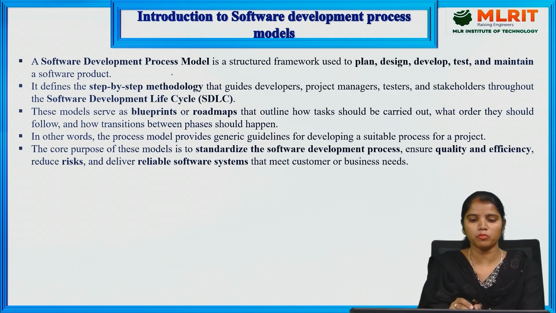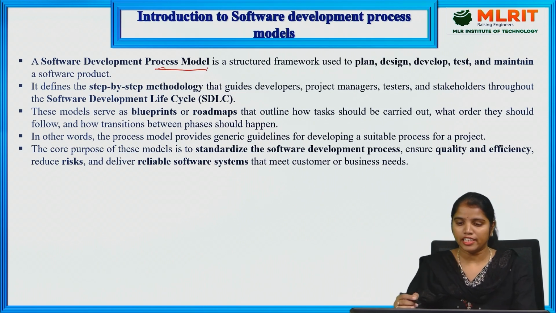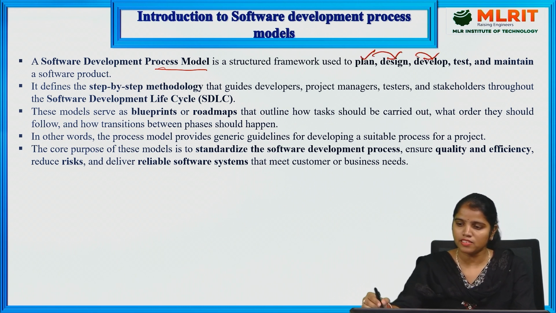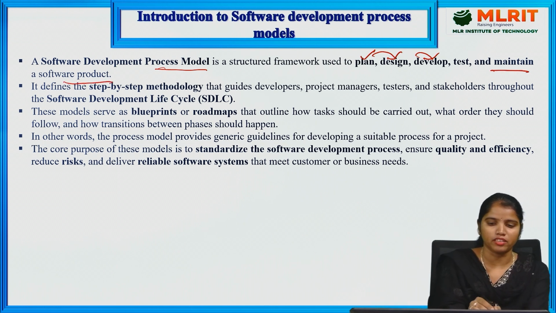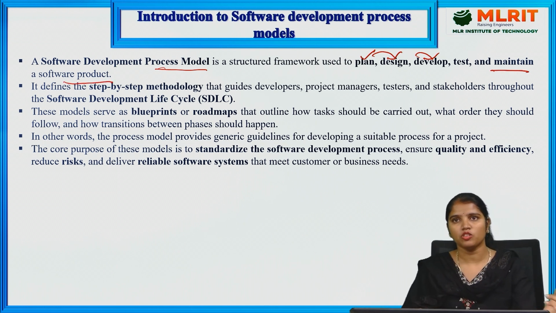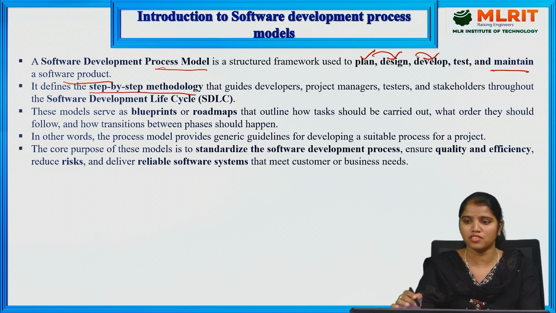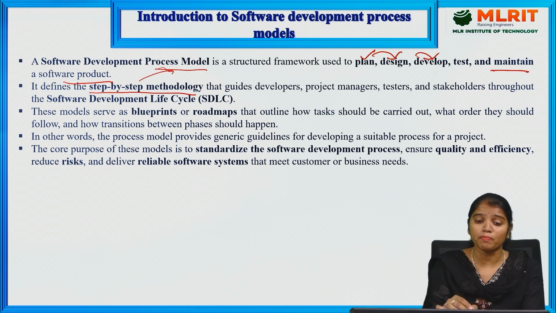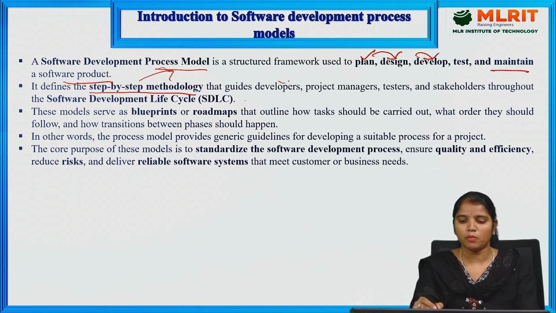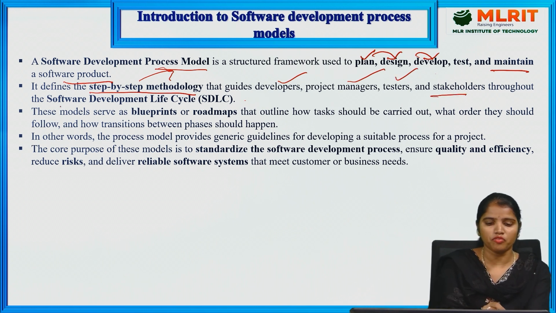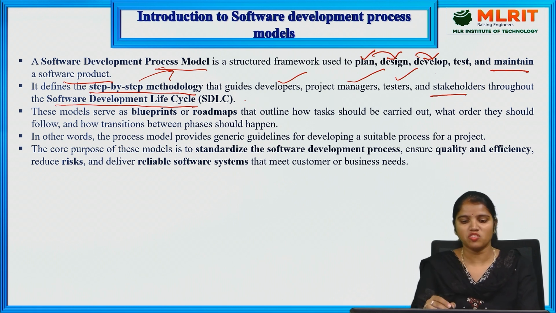Now let us discuss what is the introduction to software development process models. A software development process model is a structured framework that is used to plan, design, develop, test and maintain a software product. It defines a step-by-step methodology that guides developers, project managers, testers and stakeholders throughout the software development lifecycle, that is the SDLC process.